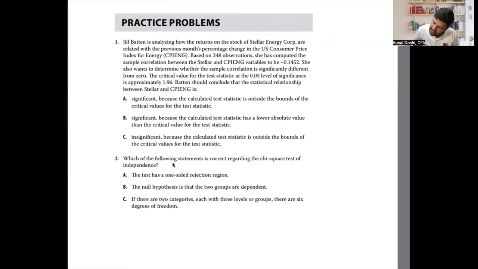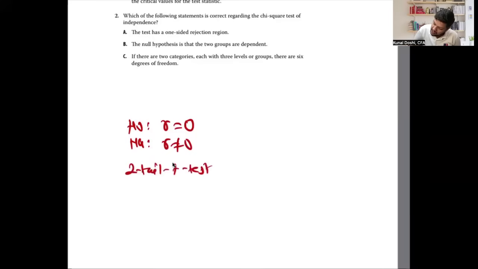For a parametric test of correlation, the null is always that the correlation is 0. The alternate is not equal to 0. So it's always a two-tailed t-test. And here the test statistic formula is slightly complicated. If you are lucky enough, you might get that ready-made in the exam.